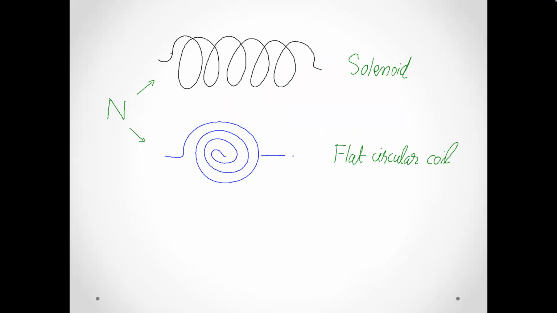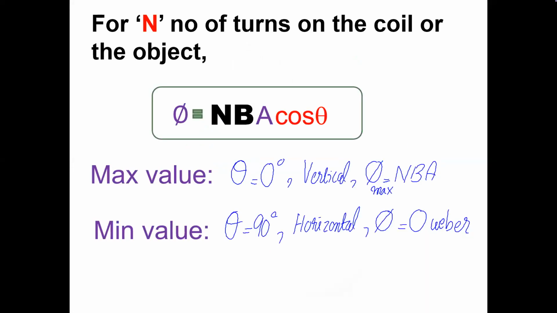Again, there are two types of coil involved. One is called a solenoid and the second is called a flat circular coil. A flat circular coil is like the one you might have seen, used for killing mosquitoes. It's a green color coil and we burn it for killing the mosquitoes in the night. For now, N is there. The formula is NBA cos theta. Cos 0 is 1 and cos 90 is 0. You have to copy this screen.